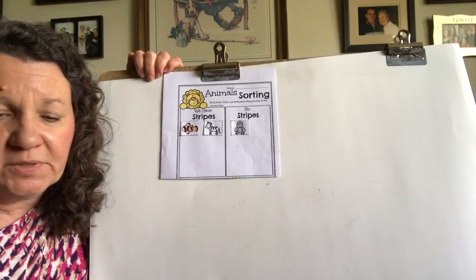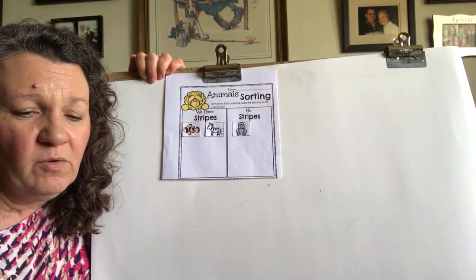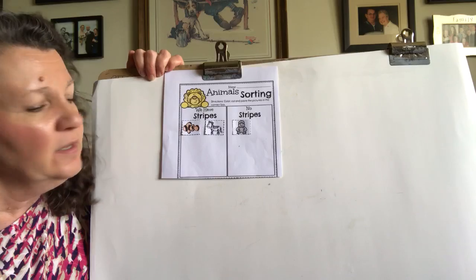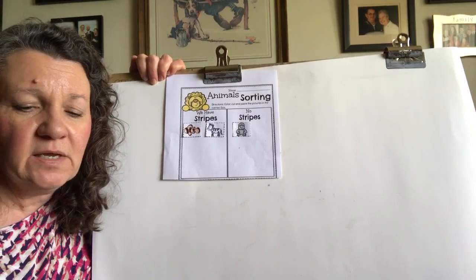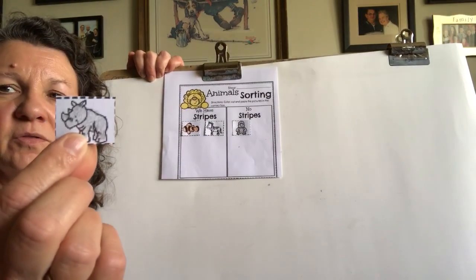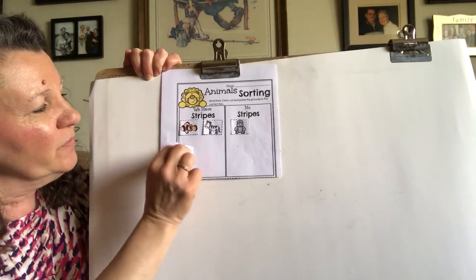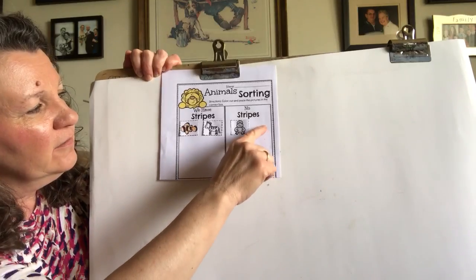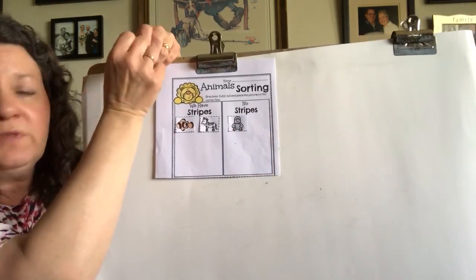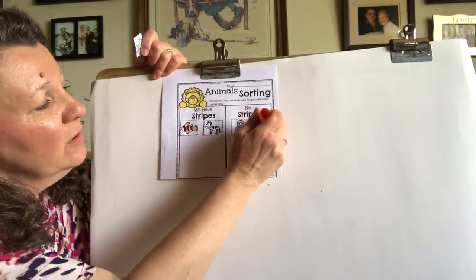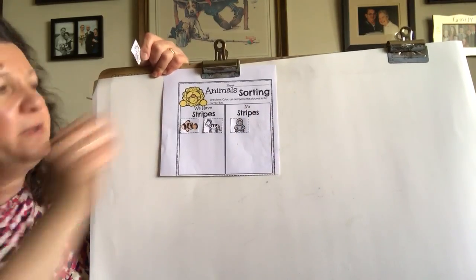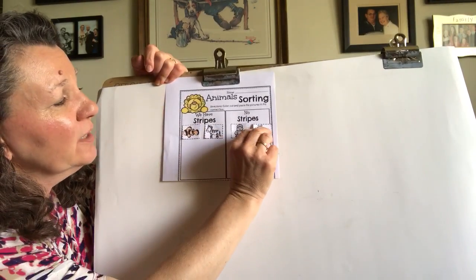All right, you ready to do another one? Okay, how about, let's see, let's take our rhino. The rhino, does he have stripes? No. So where should he go? Should he go on this side or this side? Over on the right. No stripes over there. So we're going to put our rhino over here. So rhino does not have stripes.